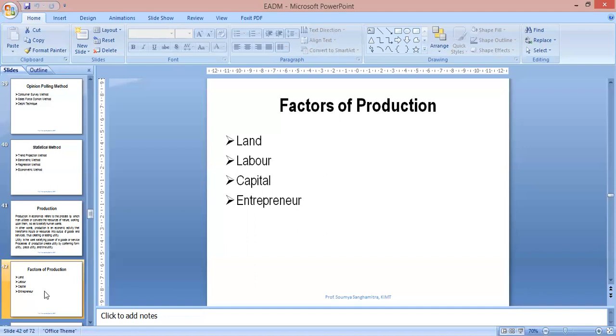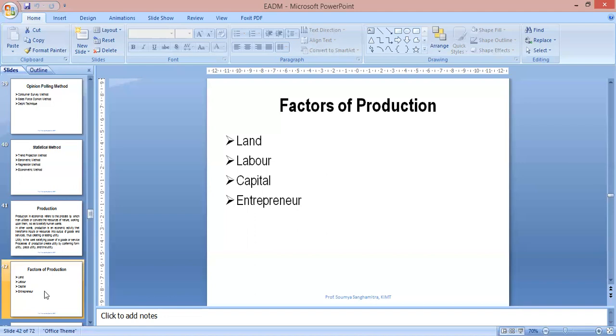Then entrepreneur. It is the factor which mobilizes other factors just like land, labor, and capital. ये सब को क्या use करते हैं? Entrepreneur combines them in the right proportion, then initiates the process of production and bear the risks involved in it. And this factor is also known as entrepreneur. He is also been called the organizer, the manager of, or the risk taker.